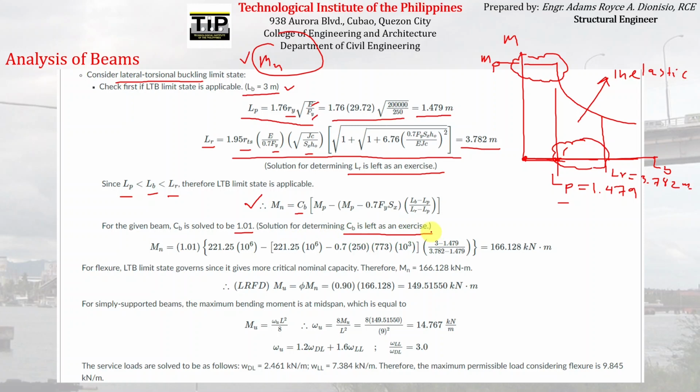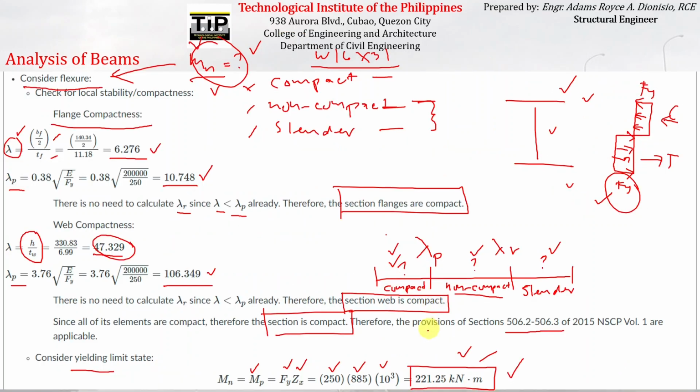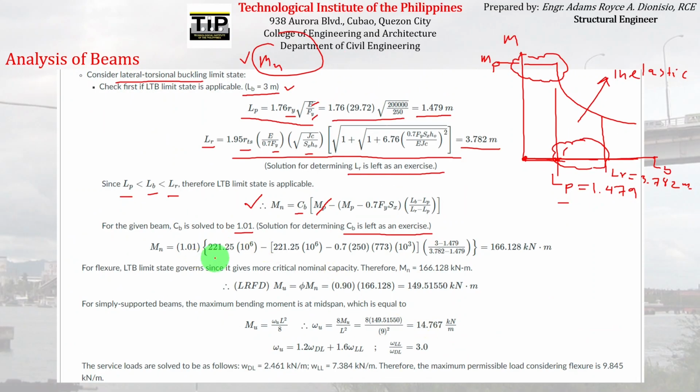You just have to follow the example that we have provided a while ago, and then substitute the value of CB on this formula. So 1.01, substitute the value of MP that we already computed a while ago. MP is equal to 221. So substitute that and make sure that you have a consistent unit. And then this is also MP. Fy is given. Sx given on the properties of the W16. LB and LP as well as LR already given and computed. So all you need to do is substitute on the formula. So the corresponding answer will be equal to this 166.128.